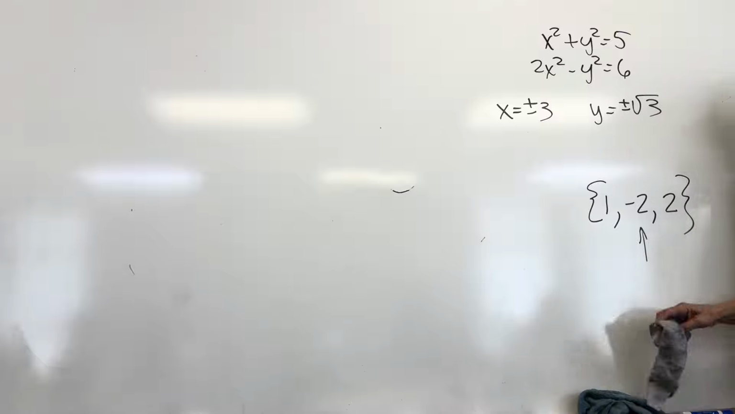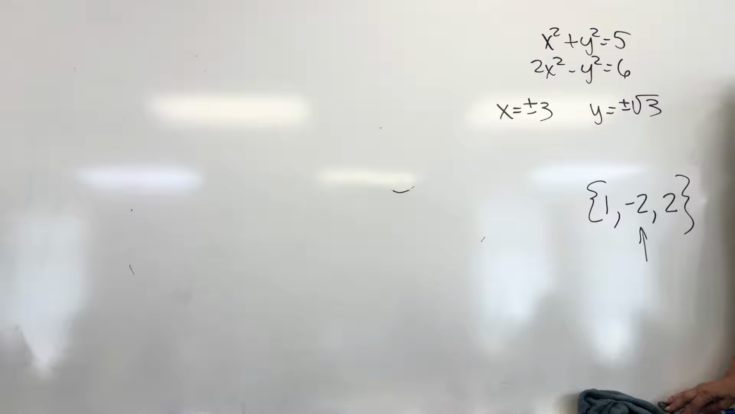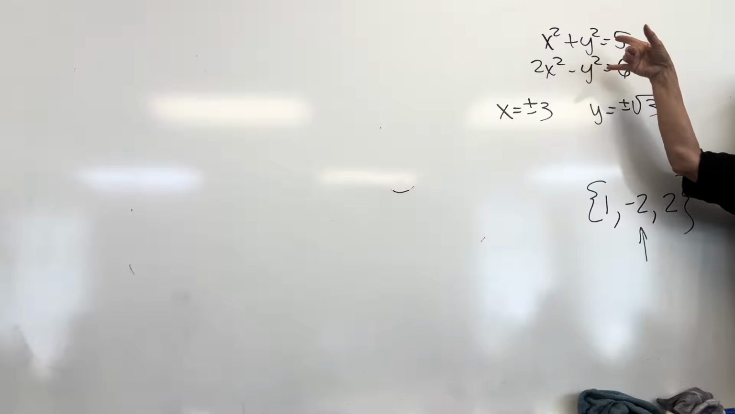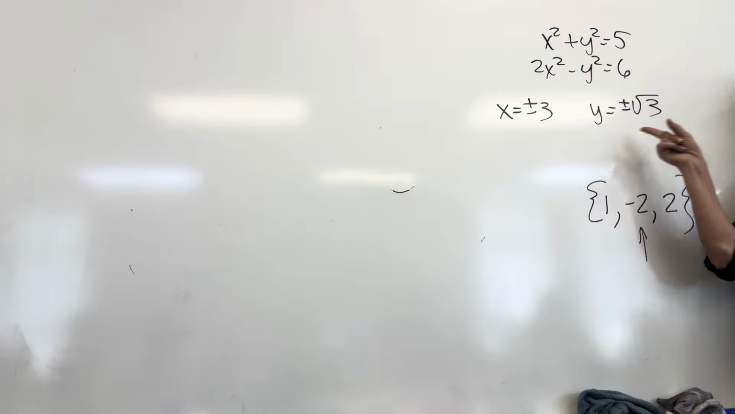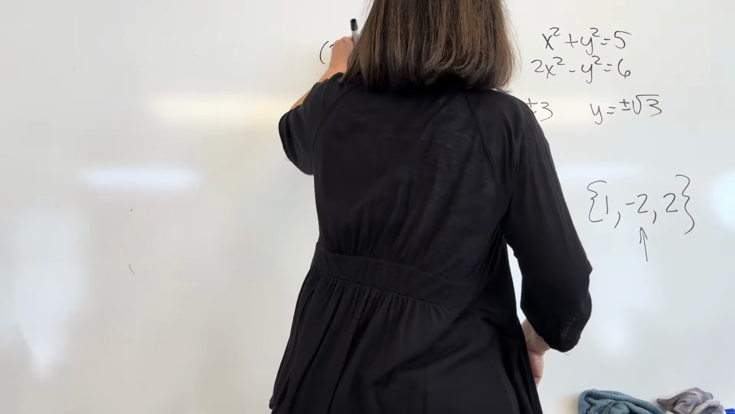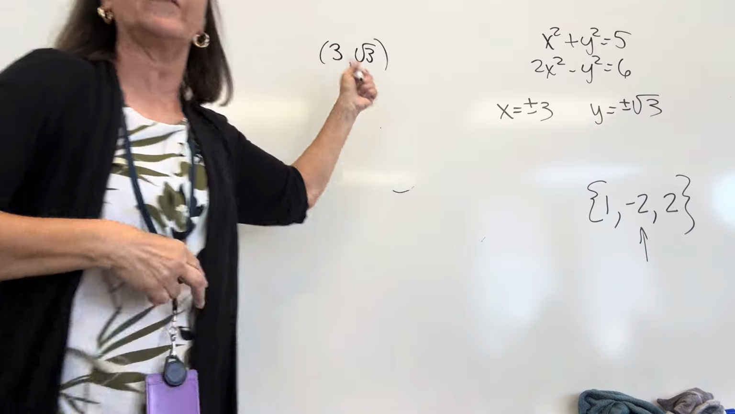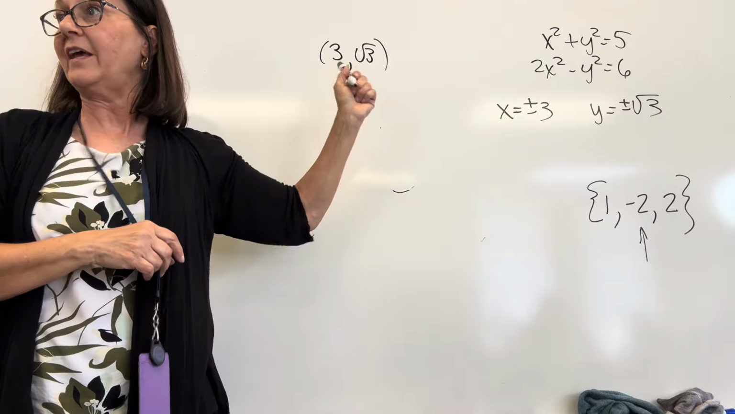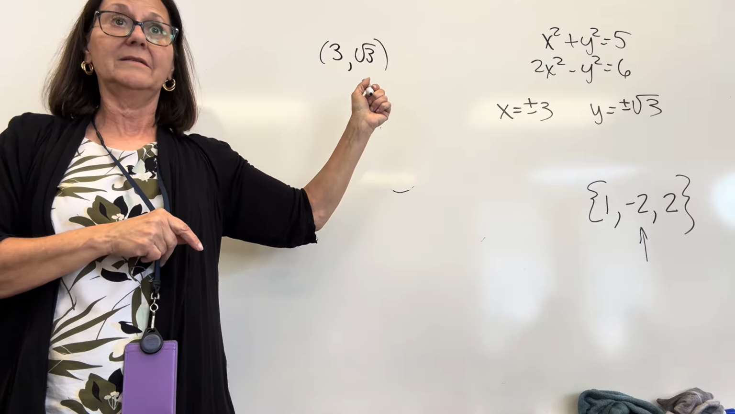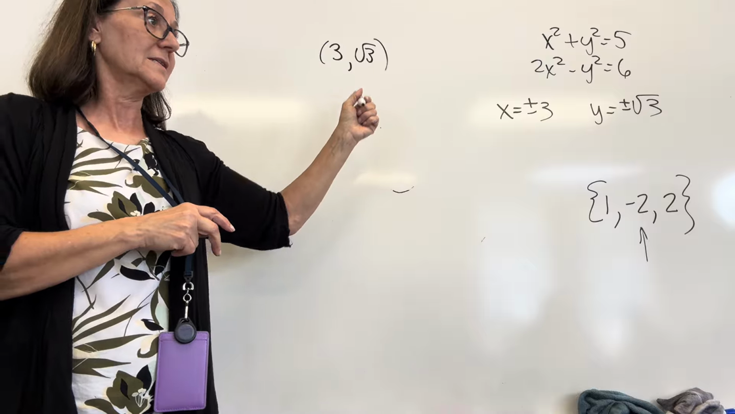What am I asking for when I'm asking you to solve this? I'm asking, where do these 2 graphs intersect? This doesn't tell me where they intersect. You give me a coordinate pair, 3 comma square root of 3, then I know that's where they intersect. The x, y coordinates where they intersect. You got it? Does that make sense?